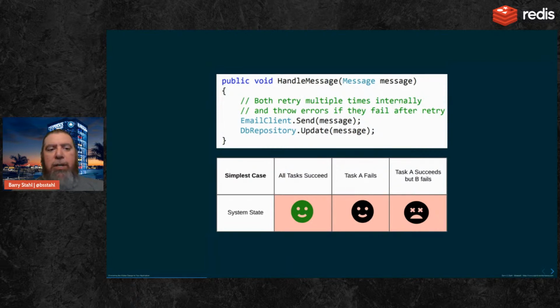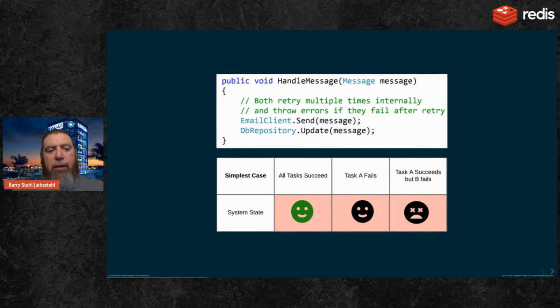We can have a situation, this is our happy path first, and that's when all tasks succeed and everything's great. So we get the nice green smiley face and all is good. But we can have a couple of other situations as well. We can have the first task fail, or we can have the first task succeed, but the second task fail.